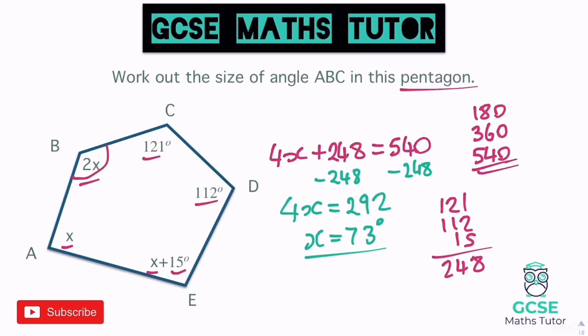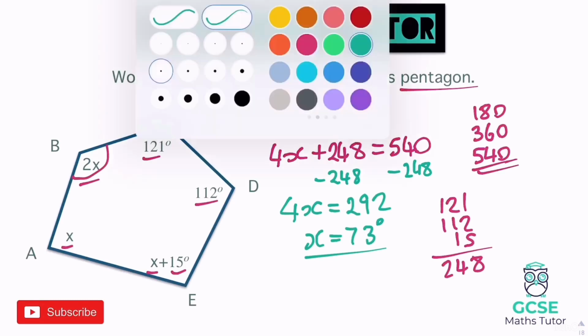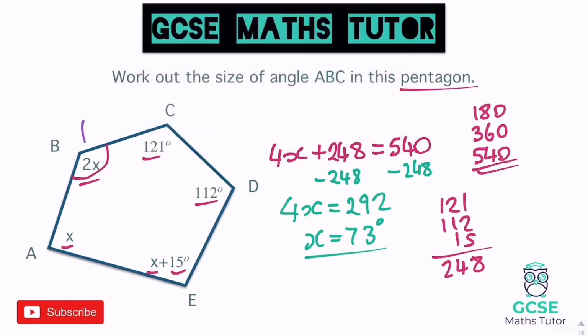I'm not quite finished the question here because it does say work out the size of angle ABC. Now the size of angle ABC here is 2x, so 2 lots of 73, 2 lots of x, is 146 degrees. So that one there would be 146. Again, we could work out any of these, we would know that that one now is 73. And x plus 15 down the bottom here would be 73 plus 15, which would be 88. And if you add those all up just to double check, you will get 540 degrees, but our final answer there is 146 degrees.